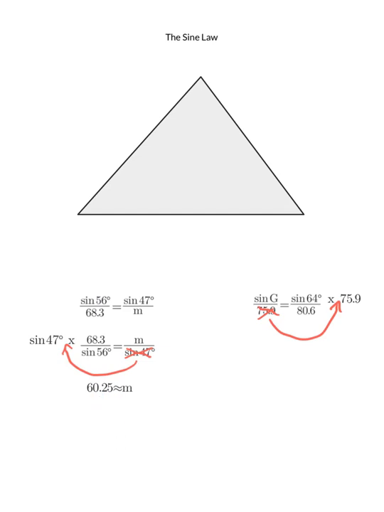Whereas on the right-hand side, you have sine of g equals sine of 64 degrees times 75.9 divided by 80.6. So sine of g equals 0.8464 approximately. You see there, as I told you, it's always going to be a number between 0 and 1. Right? Sine of g is not what we want. That's where you have to do this thing.